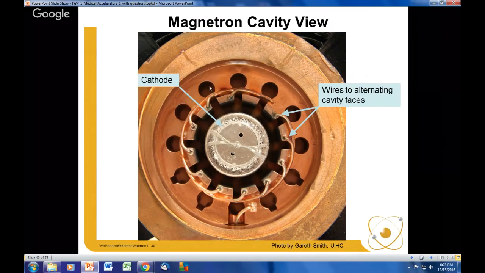These little things are the cavities in the wall that I referred to. Here's one of those wires going out to the dipole antenna, and we can see that alternating cavity faces are wired together. So that wire goes out to here to one side of the dipole antenna, and then the other ones, they all go to the other side. There's two sides to this. So the opposite side of this structure also has wires going out.